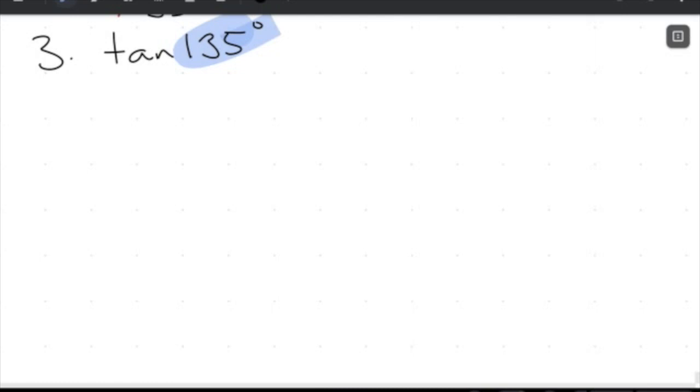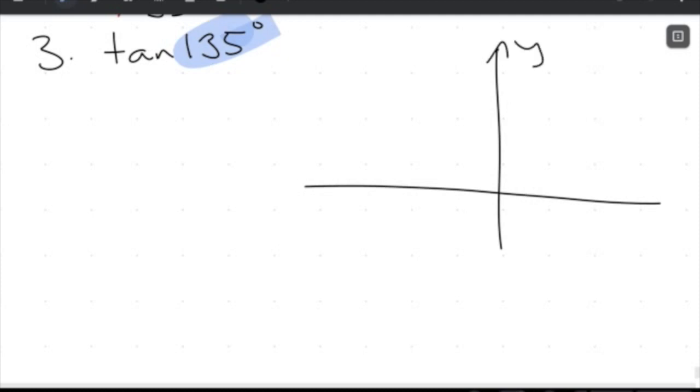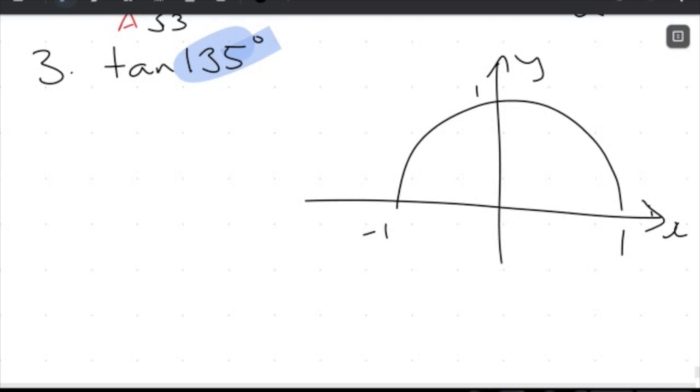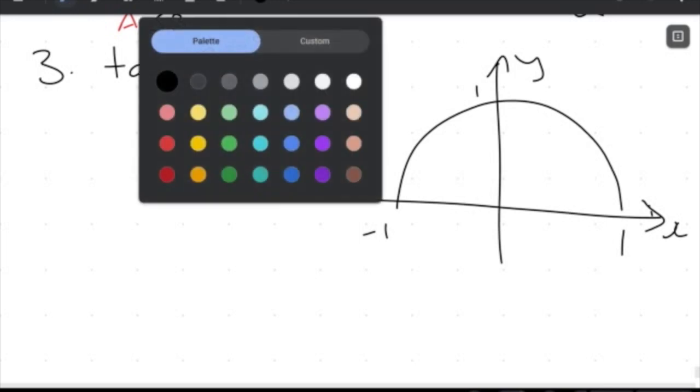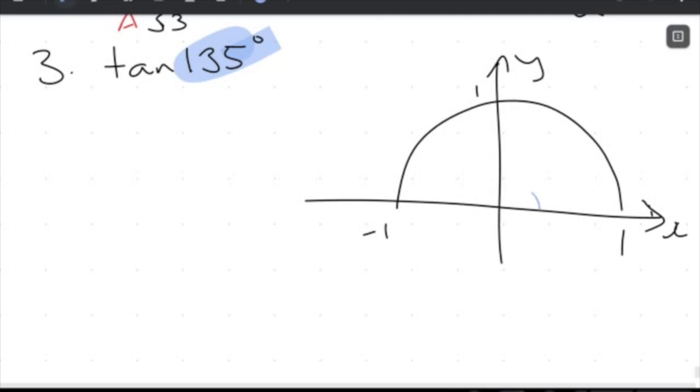We have tan of 135 degrees. So let's draw in another unit circle. I have y, I have x, and I have 1, -1, and 1. Now I'm finding the tan of 135 degrees. If I measure this angle, it'd be about here. So this is an angle of 135 degrees.